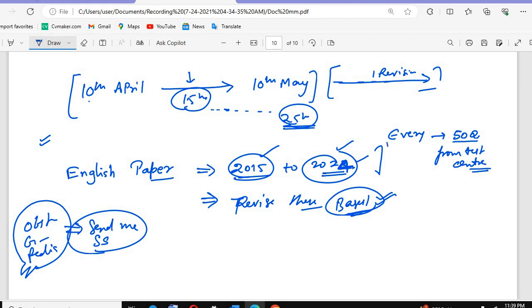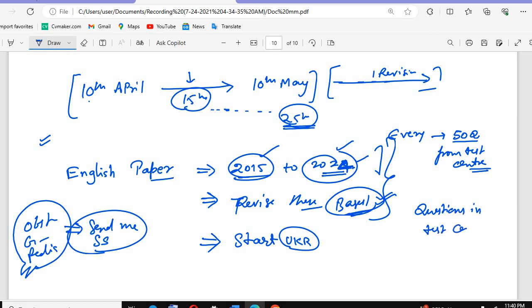Once you are done with all of this, we will be able to finish the therapy base and everything. Once the surgery base is done, the 3 bases will already have been done. After that, you need to start the Ukrainian paper. How will you do the Ukrainian paper? You don't need to search for any previous year paper. Whatever questions are on the test center website, do those questions.